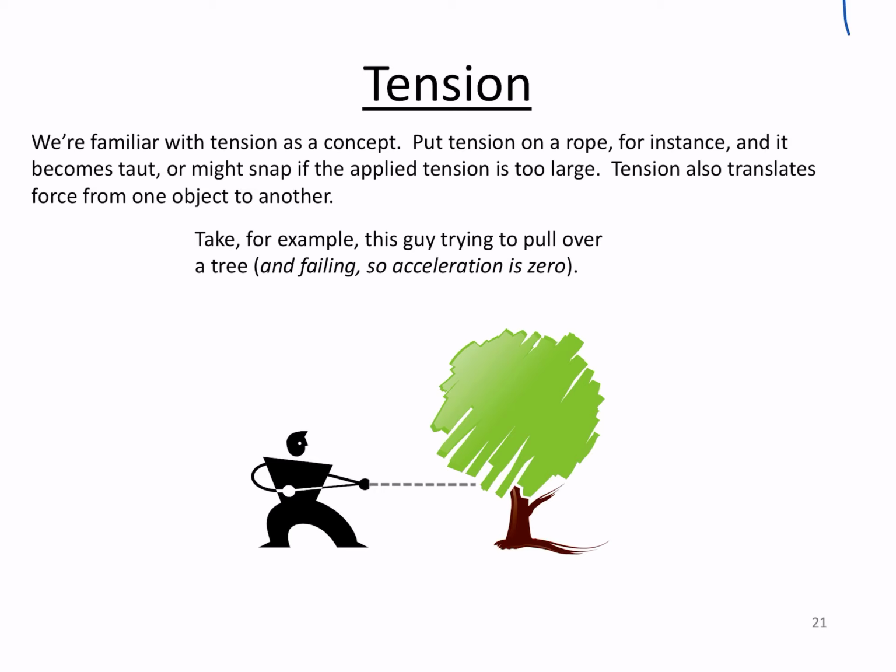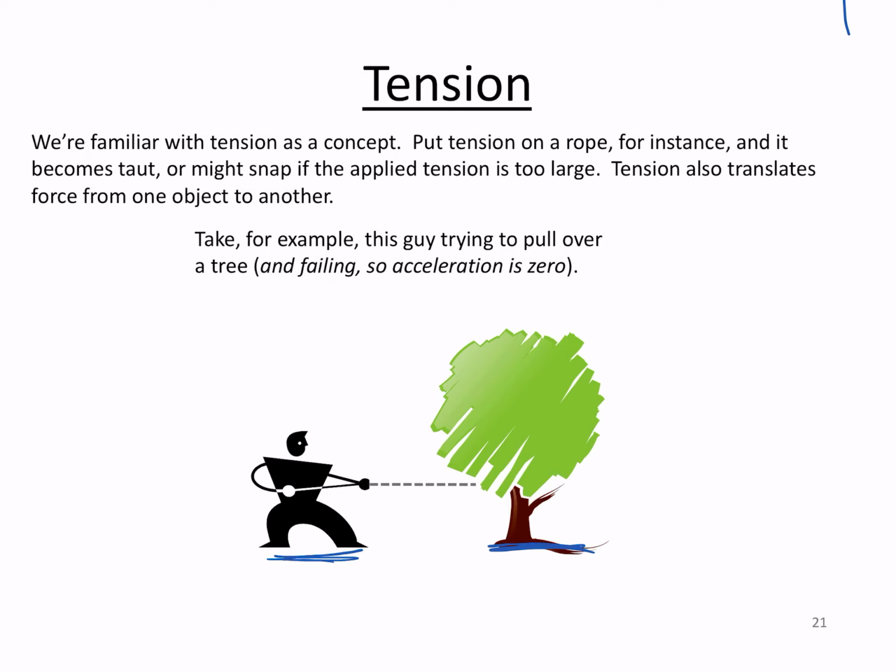However, in physics, it has much the same meaning, but we want to understand how it translates forces from acting on one object to another. And so, just as sort of a toy example, we're going to take this vector art gentleman here, who is using a rope to try to pull over a tree. Because, I don't know, he's very confident, or maybe the tree looks sickly or something like that, and he thinks he can just pull it right over.